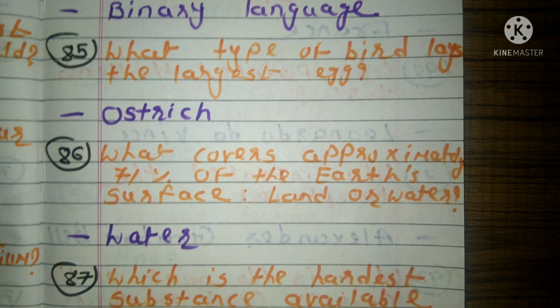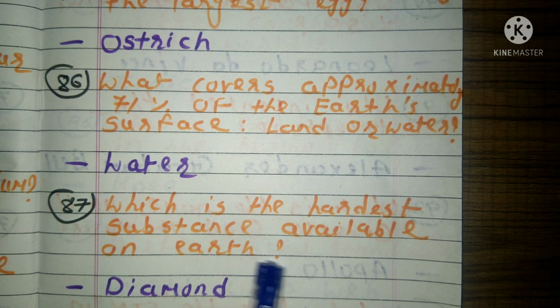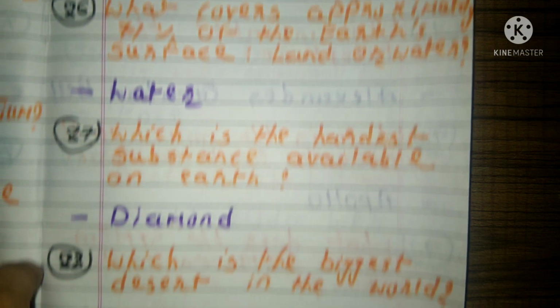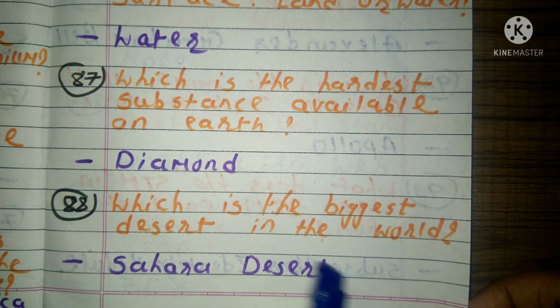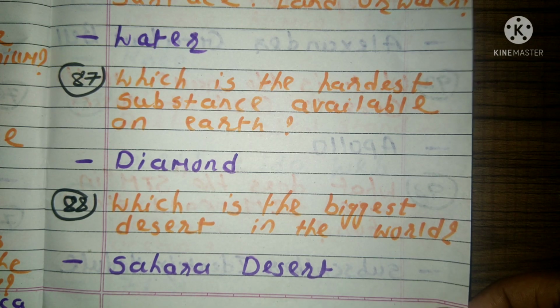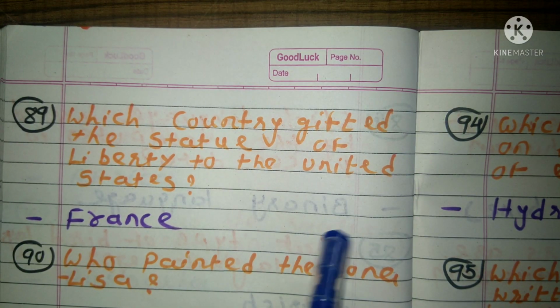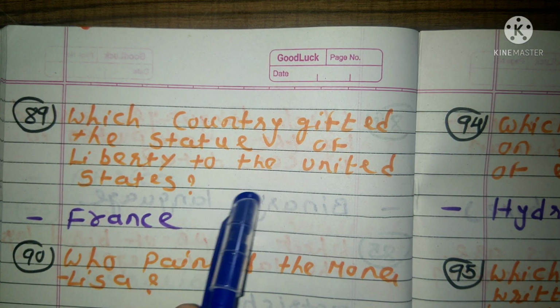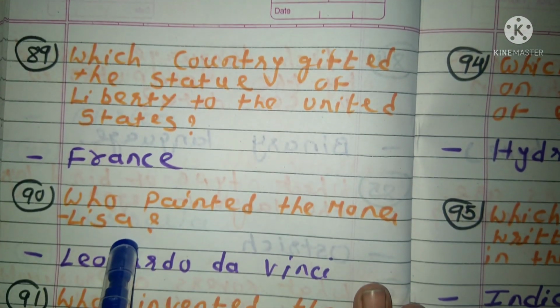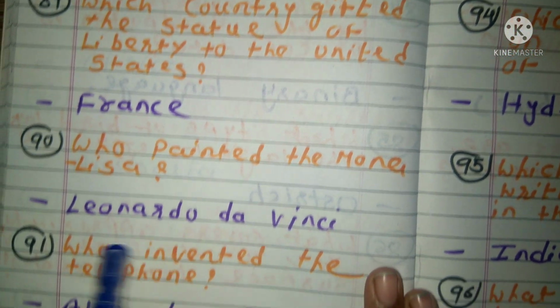What covers approximately 71% of the earth's surface, land or water? Water. Which is the hardest substance available on earth? Diamond. Which is the biggest desert in the world? Sahara Desert. Which country gifted the Statue of Liberty to the United States? France.